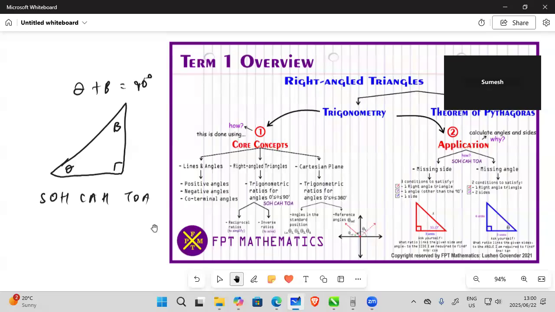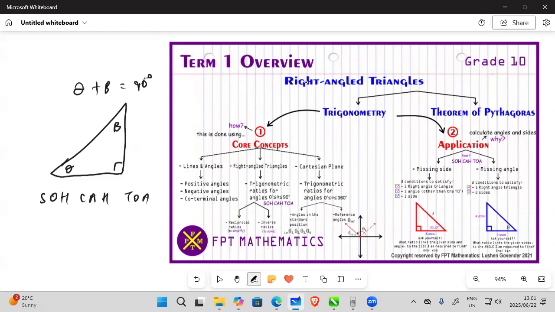Clear all of this. Okay, so let's start off with this here. The first thing that we need to remember whenever we talk about trigonometry is that it is only used in right angle triangles. Why that is so important is because we can start linking it back to the theorem of Pythagoras and then trigonometry itself. Some of the core concepts that we need to remember are lines and angles, the right angle triangle, and the Cartesian plane.